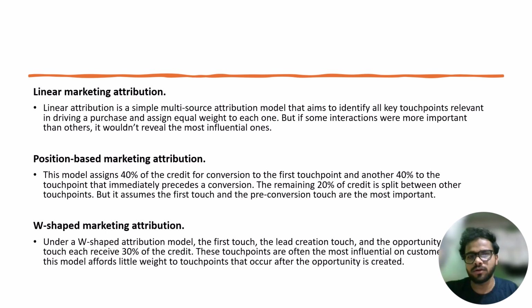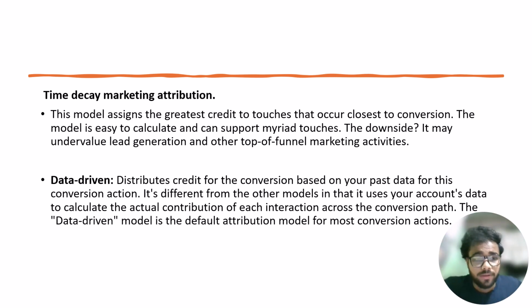There are other ways available on our website or the client's website to create a lead. And the opportunity touch, basically the pre-conversion touch, gets another 30% of the credit. This is how the W-shaped marketing attribution model works, and it is the right way to know about these marketing attribution models. We are left with 2 more, so let's learn more about them. One is the time decay marketing attribution model, and another one is the data-driven attribution model.